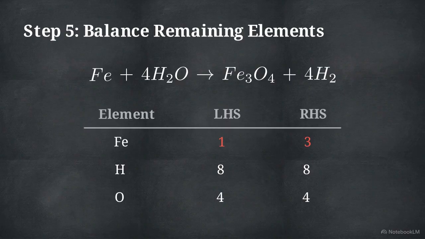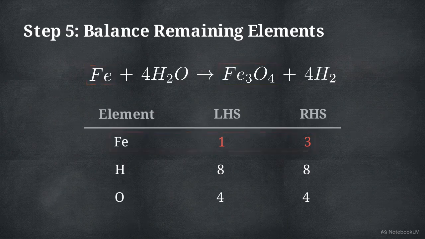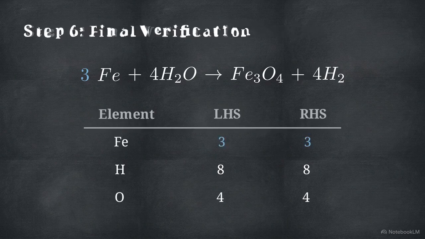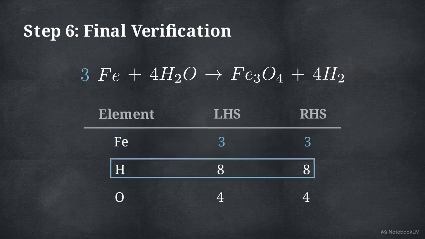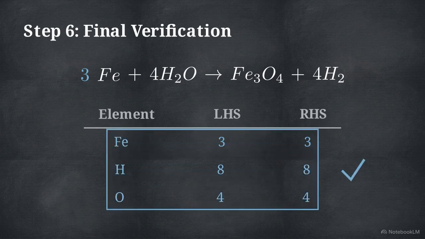Step 5 is to address any remaining elements. Only iron remains unbalanced, with 1 atom on the left and 3 on the right. We place a coefficient of 3 in front of the iron, bringing that count to 3. Step 6 is the final check. We verify the totals one last time: 3 iron, 8 hydrogen, and 4 oxygen atoms on each side. The inventory is now perfectly identical.